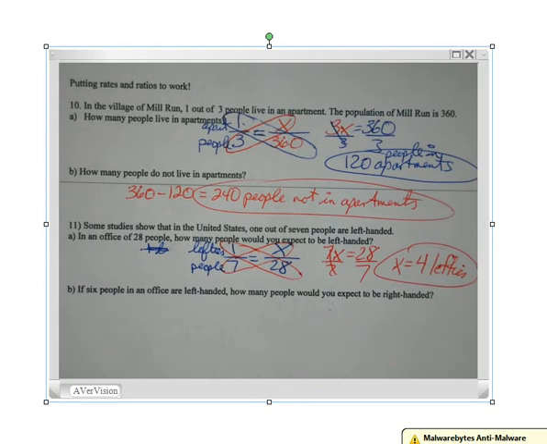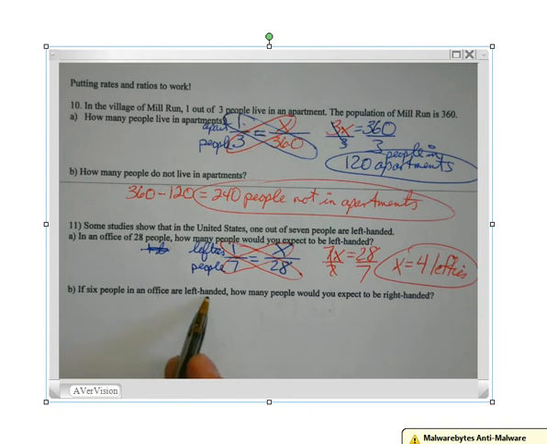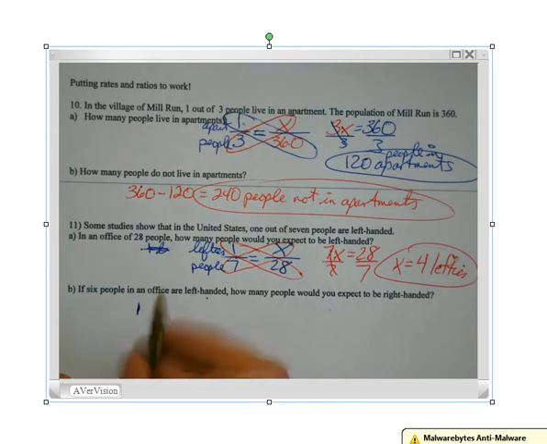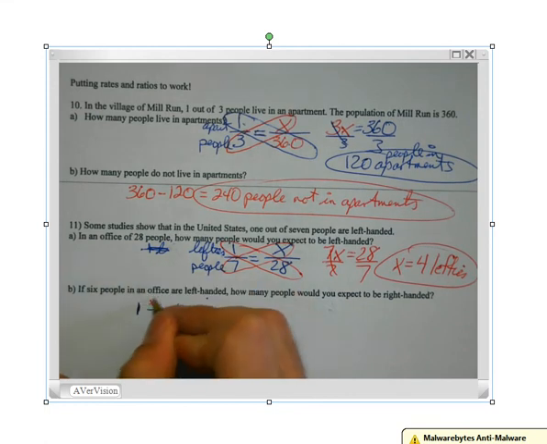That's an excellent way of looking at this, because, okay, if 6 people are left-handed, let's think about this for a minute. So when you have one person who is left-handed, now that's going to 6. What did I do to get from 1 to 6? Multiplied by 6. Okay?